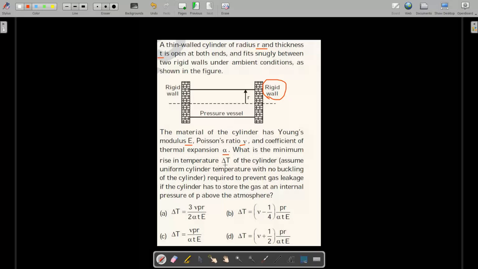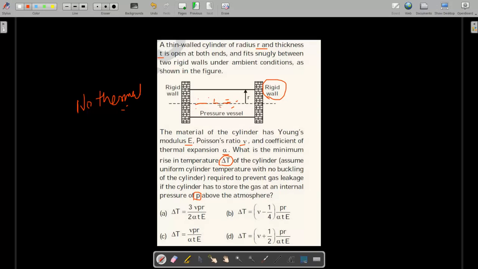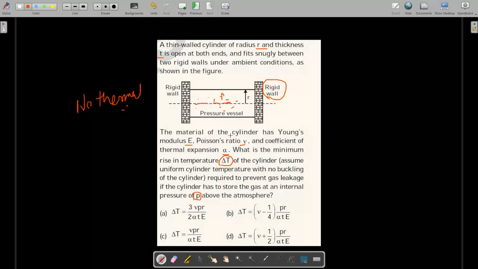What is the minimum temperature rise of the cylinder? Assume uniform cylinder temperature and no buckling. That means there is no buckling here, and uniform heating, so that no thermal stress is produced. Okay, so what is the delta T that we have to find to prevent gas leakage in the cylinder, which is stored at pressure P? There is a gas stored here in the cylinder at pressure P, which is above the atmospheric pressure.